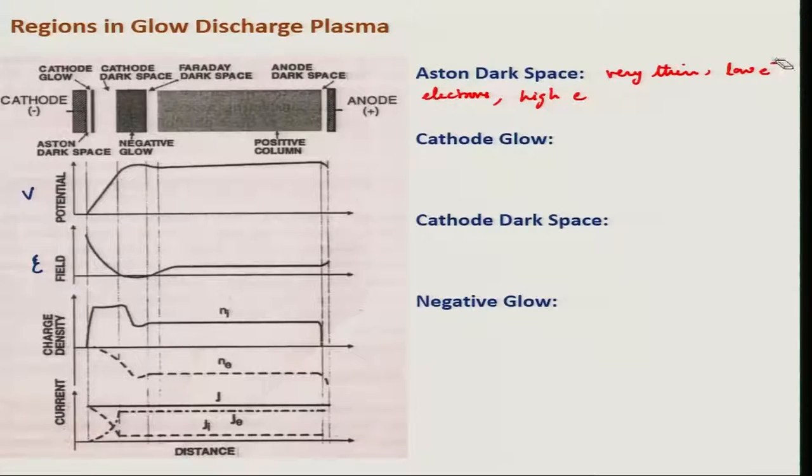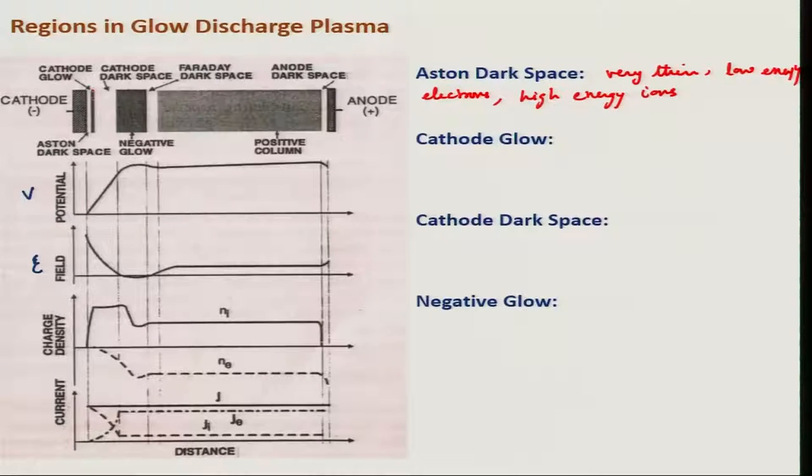sorry, this should be energy, not E, high energy ions. Now, contrary to electrons, ions are coming from the anode, they are accelerating towards the cathode. So, just before they impact the cathode, their energy is highest. So, high energy ions are found in this region.